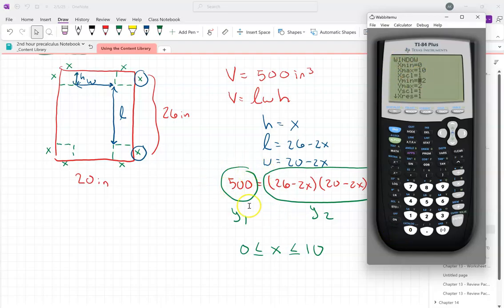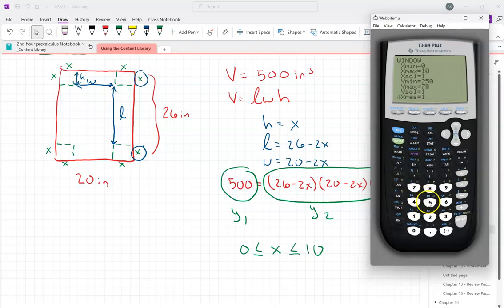The y needs to at least cover 500, right? So I'm going to pick a little bit below 500 and a little bit above 500, maybe like 250 to 750 or something. As long as I can see y equals 500, though, I should be good to go. I'm going to hit graph. There's my line for y equals 500.